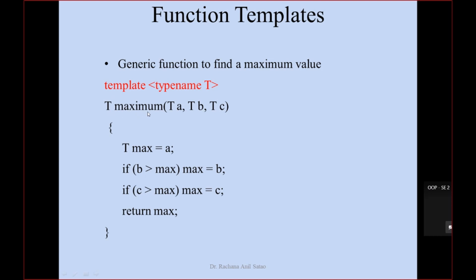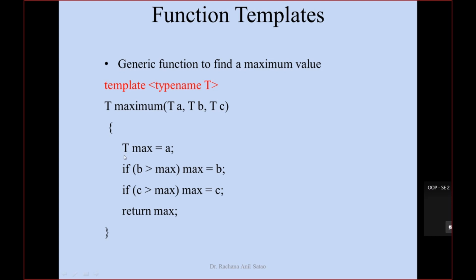Then I'll write the name of the function. Now I'm passing three parameters to this function and the type of those parameters is mentioned as T. So three times T, space, and the name of the variable. So a, b, c are the variables and capital T is the data type which I will be using for executing this function. Now let us go ahead.